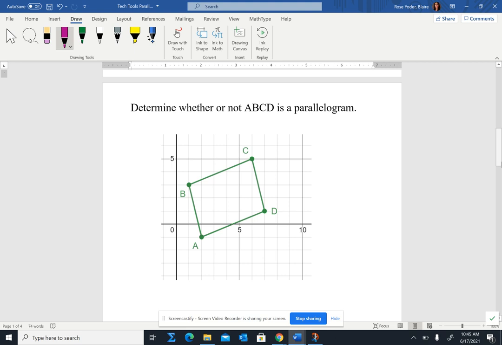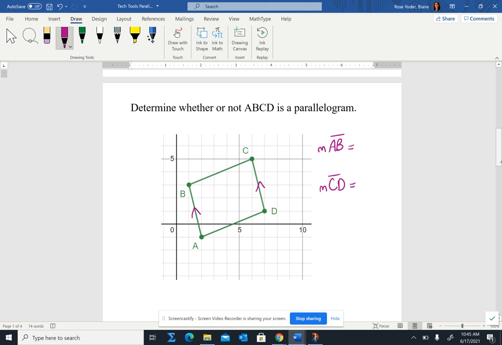So let's look at its opposite sides. So let's look at AB and at CD, and we can determine whether or not those are parallel using slopes, because we know that parallel lines have the same slope. So I'm going to use this little m for slope and find the slope of AB. And then I'm going to use the little m for slope again and find the slope of CD. And if the slopes are the same, then those segments are parallel.